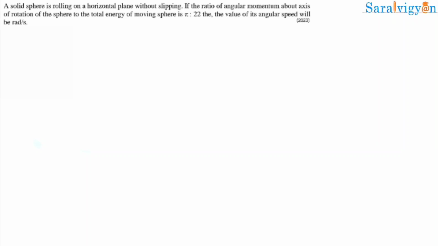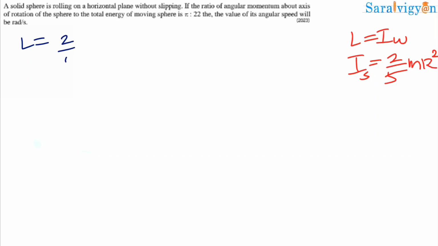So in the question we are given the ratio of angular momentum L to the total energy, that is L by E. So both of these values we have to find first. We know the angular momentum formula is I omega, and for a solid sphere, the moment of inertia is equal to 2 by 5 mr square. So our L will be equal to 2 by 5 mr square omega.